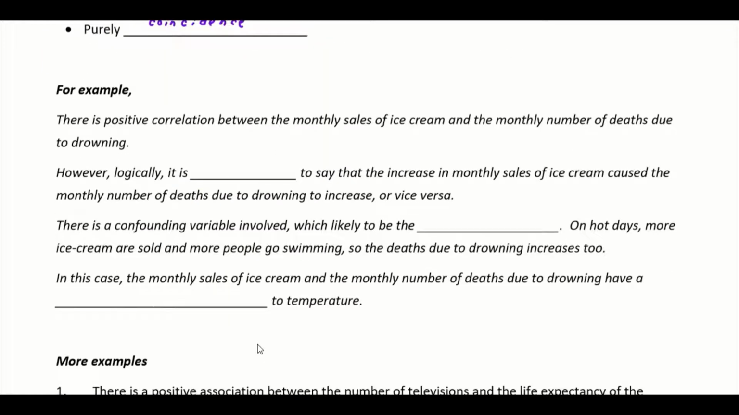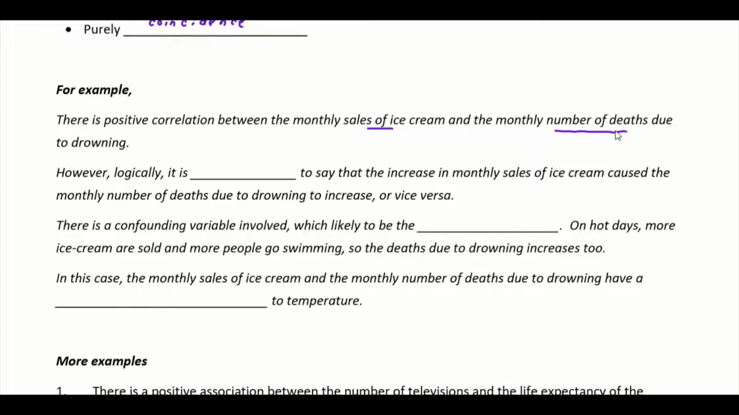This is a very interesting example. When we do an investigation, we can find that there is a positive correlation between the monthly sales of ice cream and the monthly number of deaths due to drowning. By thinking about it logically, it seems incorrect, am I right? How can you say that when the monthly sales of ice cream increase, the monthly number of deaths also increases? Okay, so why is that so?